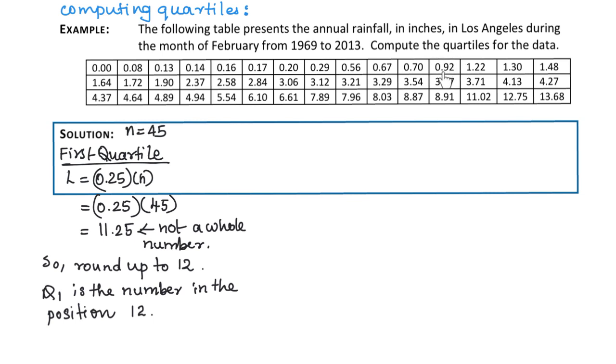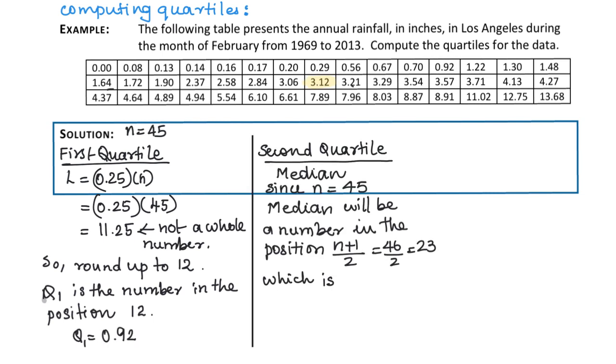So, 0.92. Second quartile is the median. Since there are 45 values here, median will be the number in the 23rd position. So, that number is 3.12.